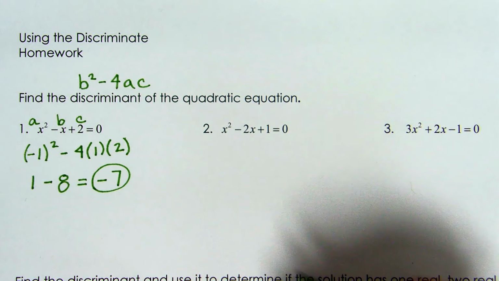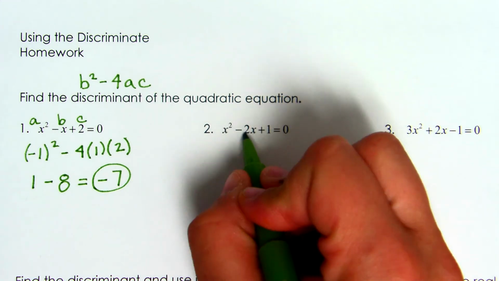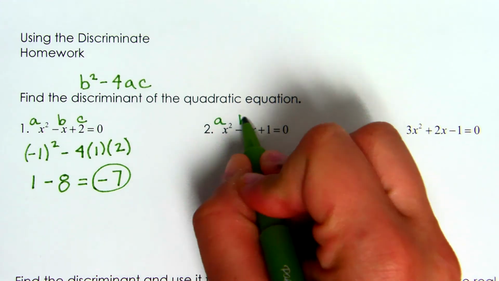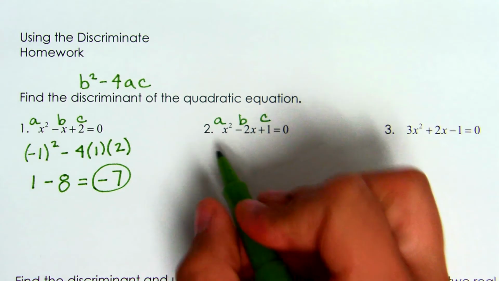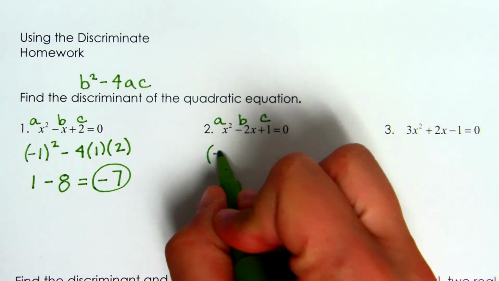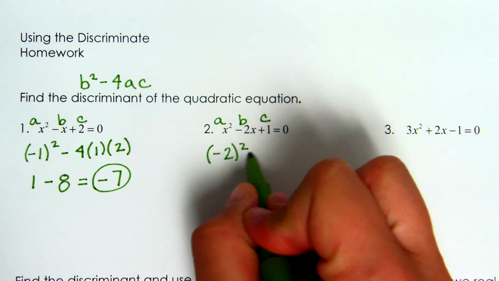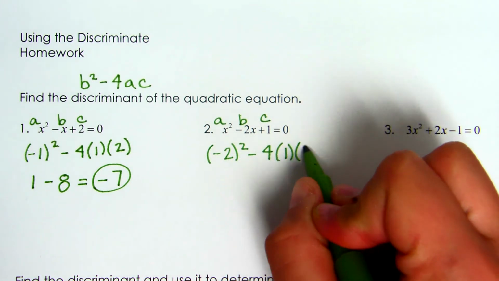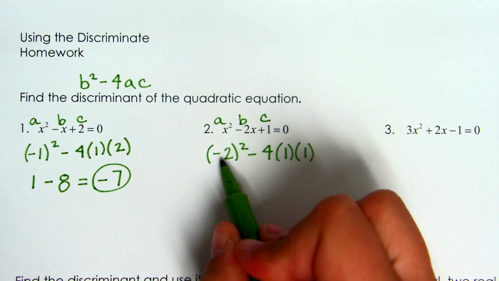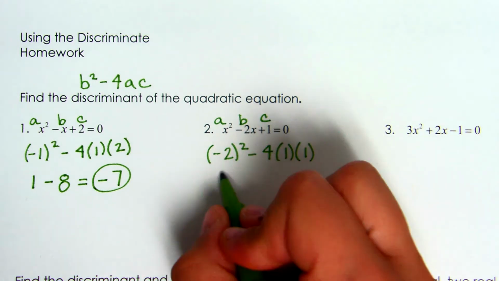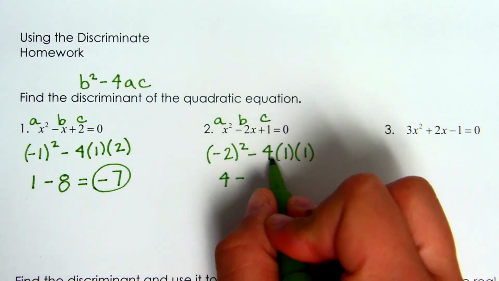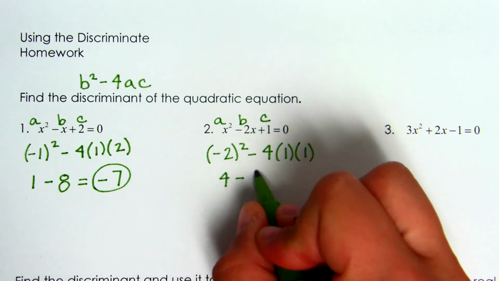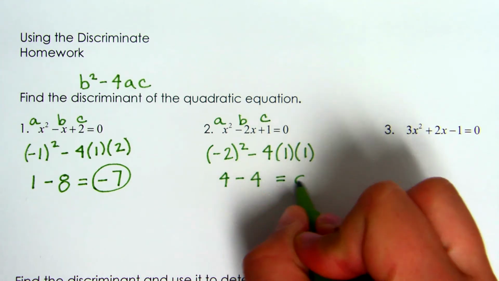On to number 2, I have a, b, c, plug it into my formula. B is -2 squared minus 4 times a is 1 times c is 1. -2 squared is 4 minus 4 times 1 is 4 times 1 is 4. 4 minus 4 is 0.